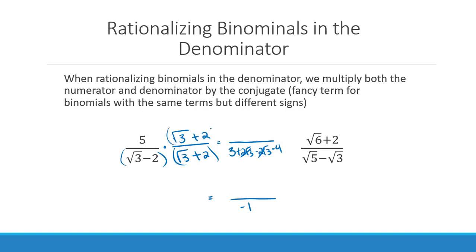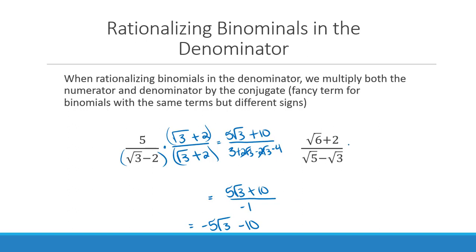Now up here in my numerator, I am going to take the 5 and distribute it. So this is going to be 5 square root of 3, and then 5 times 2 is going to give me 10. So this is going to be 5 square root of 3 plus 10, all divided by negative 1. Since it's being divided by negative 1, we can rewrite this as negative 5 square root of 3 and then minus 10.